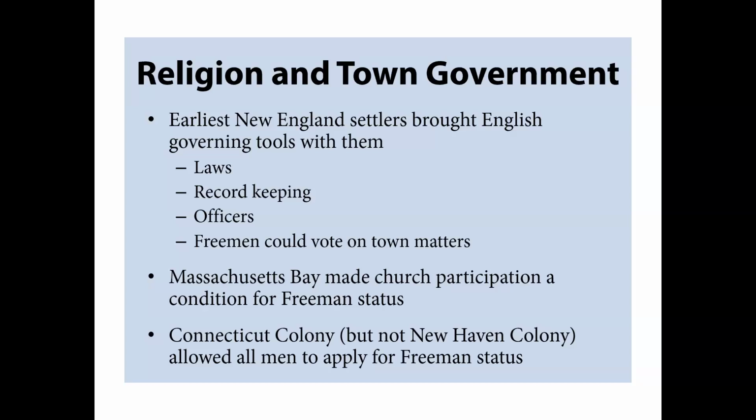As an example of how different colonies adapted the English framework to their own situations, we can look at comparisons of the different colonies. For example, in Massachusetts Bay, church participation was a condition in order to be a freeman. However, in the Connecticut colony, but we're not talking about the New Haven colony, they actually allowed all men, whether they went to church or not, to apply for freeman status.